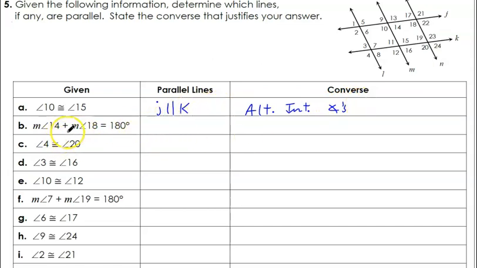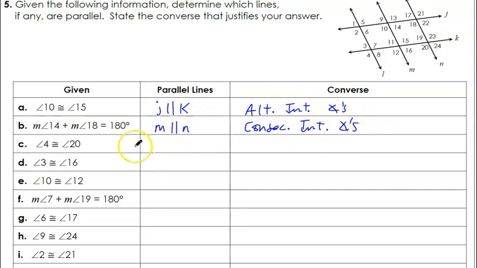Letter B, we're told that 14 and 18 are supplementary. 14 and 18 are consecutive interior along this transversal J for lines M and N. So that would prove that M is parallel to N since we have this transversal that cuts through both, and we're told that these two angles are supplementary, and that is the consecutive interior angles converse.